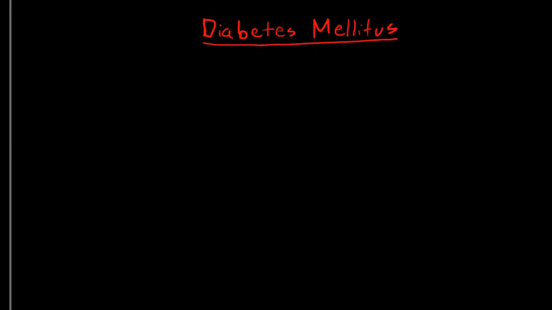Okay, pathophysiology of diabetes mellitus. So diabetes mellitus, there are basically two different types, and we've called them different things over the years. The current preference is to call them simply type 1 with the number 1 and type 2 diabetes.